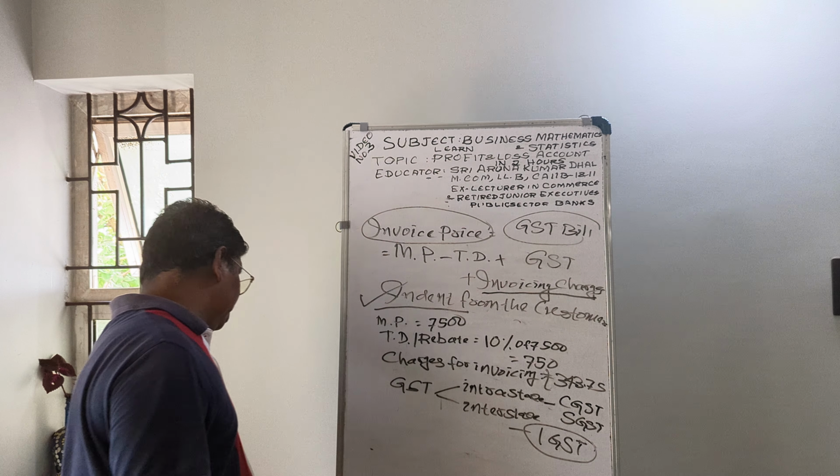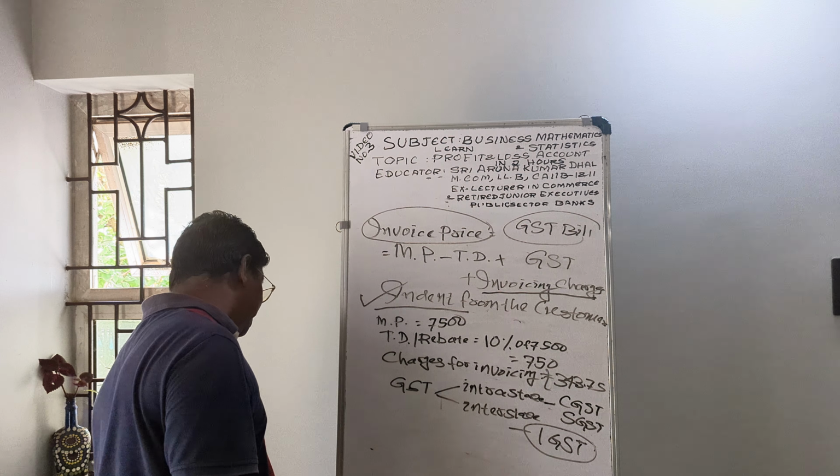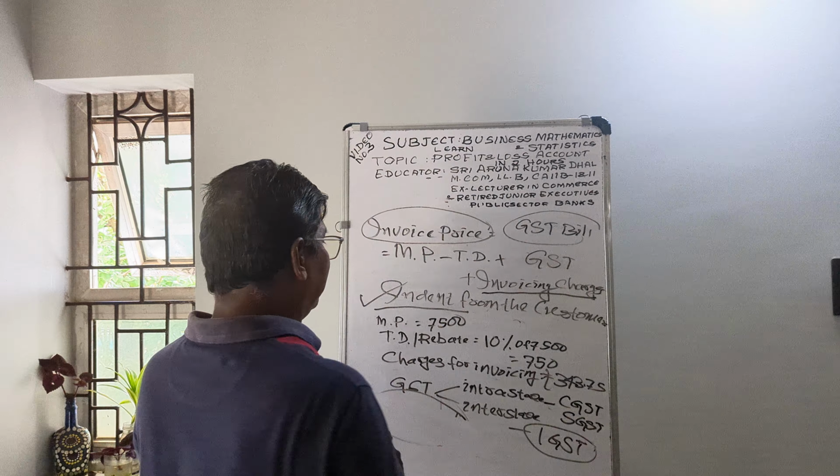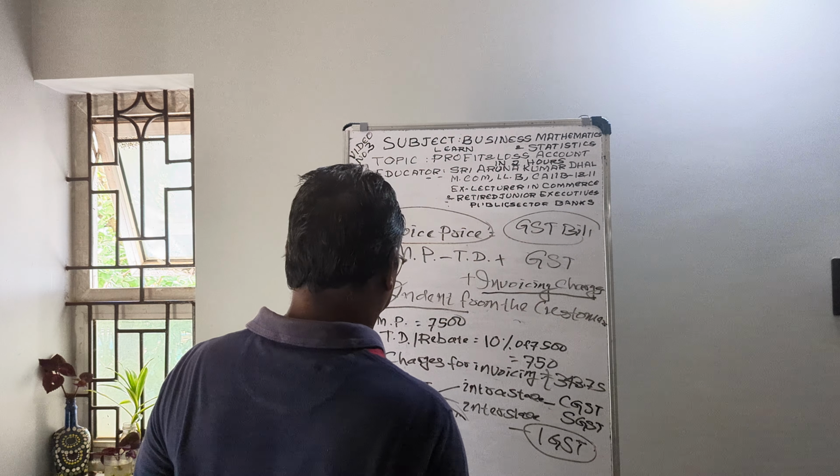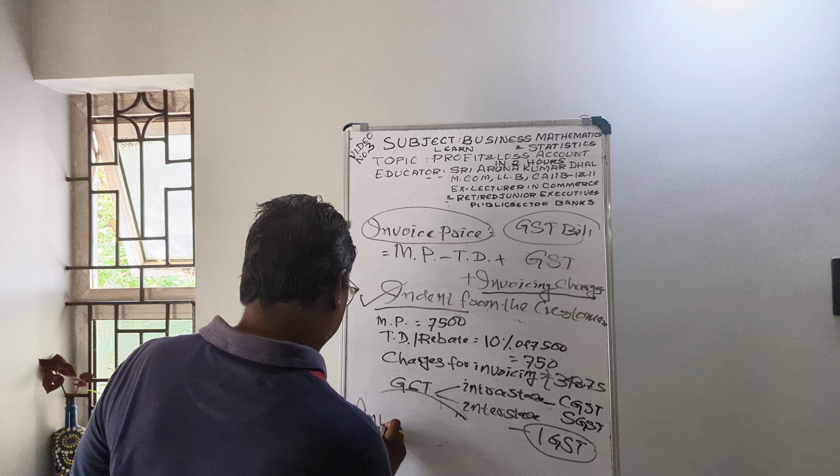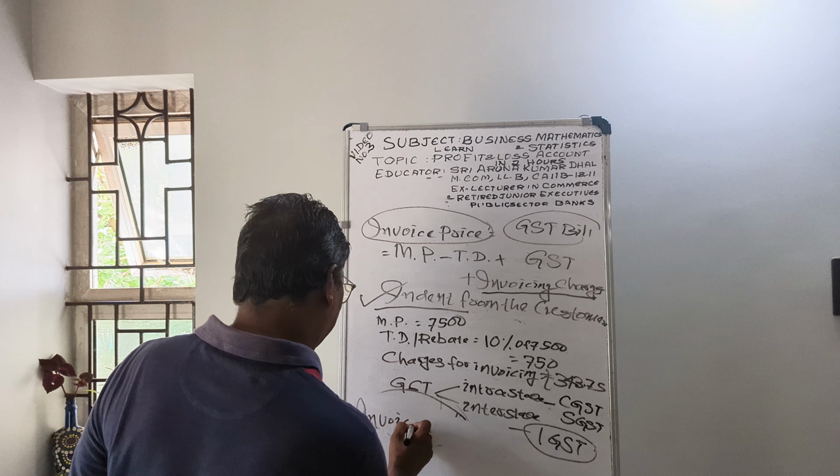So here it is in the question, it is given GST 7.5%. Now GST is either 5% or 18%. Suppose it is 5%. 5% means 2.5% will be CGST, another 2.5% will be SGST. We have to calculate the invoice price. So now invoice price is equal to how much?